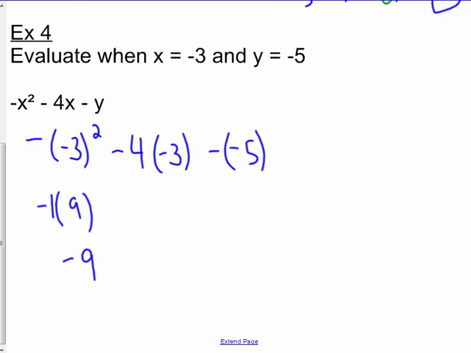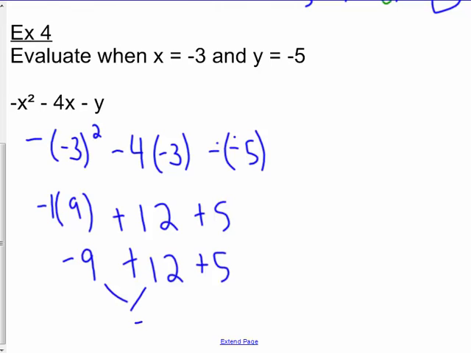I look at the next one, I have a negative 4 times a negative 3, or I could think of it as plus negative there. I'm going to get a 12, so it's a plus 12 or positive 12. And minus the negative, that really means plus. That's going to be a 5. At this point, I'll put the negative 9 and 12 together to get a 3, and 3 plus 5 gives us 8 for my final answer.